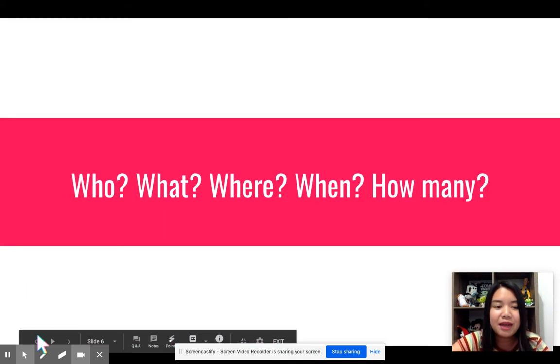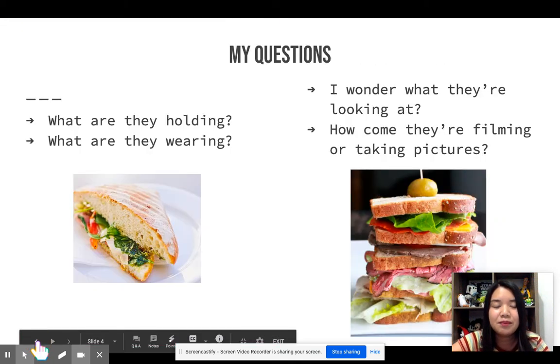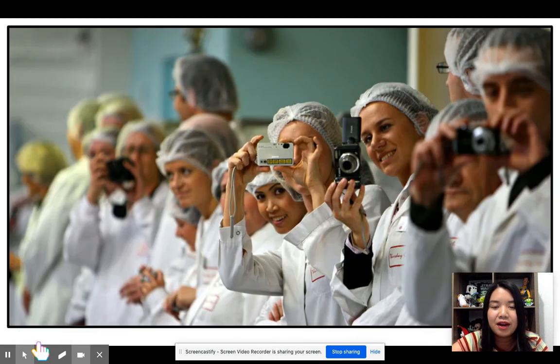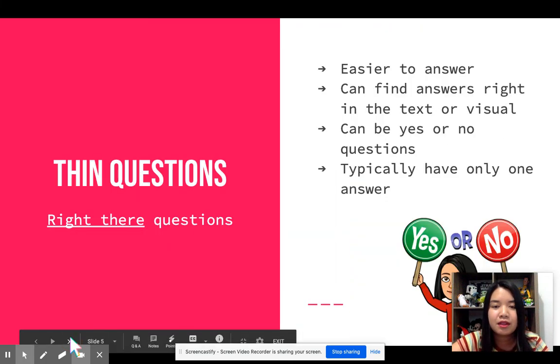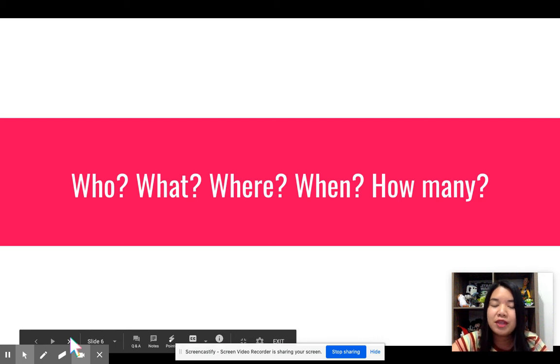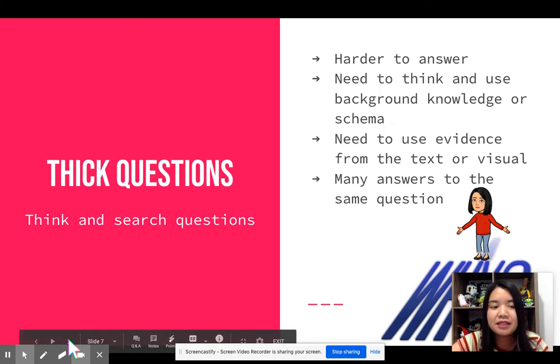So going back to my question over here, I said, what are they holding and what are they wearing? Well, we can look at the visual and see clearly that they're holding cameras and they're wearing lab coats. All right, so these questions usually start with who, what, where, when, how many, okay? And then my next set of questions are thick questions. They're think and search questions.